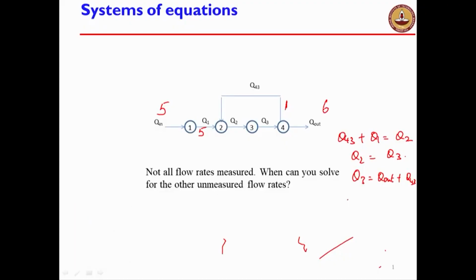Suppose on the other hand, I had told you that Q in equals 5 and Q out equals 6, and I gave you Q43 equal to 1. And then I asked you to solve for some of the others, you will find that there is something called inconsistency. I have given you enough information, in fact more information than is necessary, and it turns out, however, that the information is not consistent.